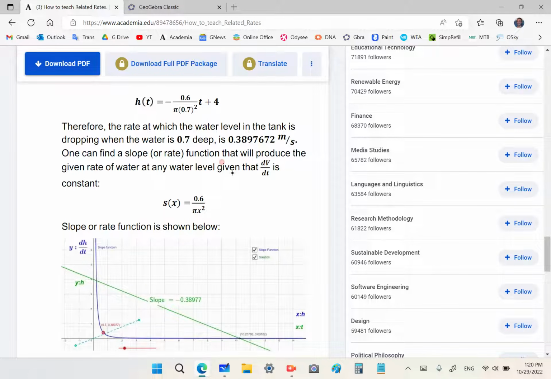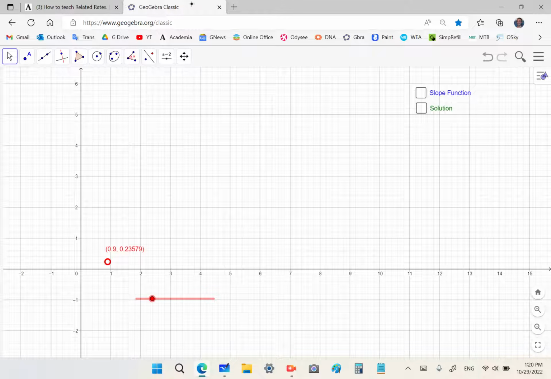Therefore, anything that you see called rate always relates to the slope of the function, at which the water level in the tank is dropping when the water is 0.7 deep, is so many cubic meters per second. And one can find a slope or a rate function that will produce the given rate of water at any water level, okay, given that dv over dt is constant.